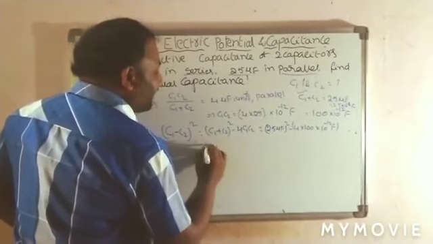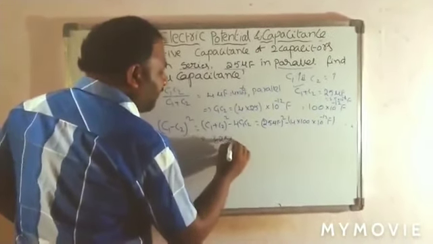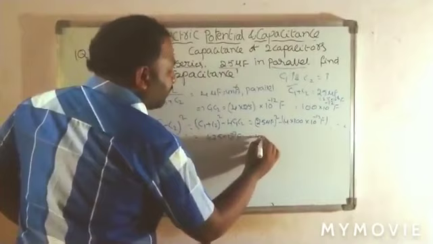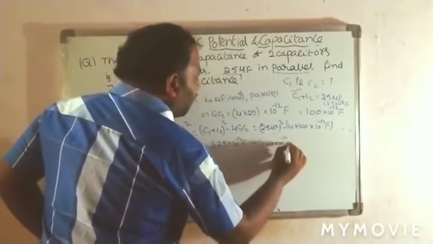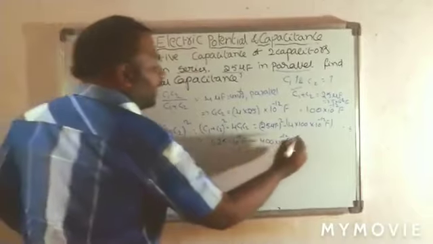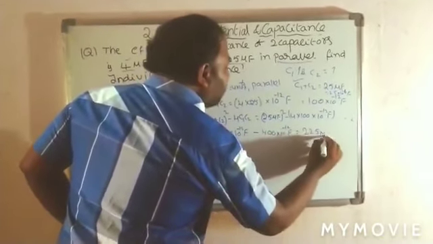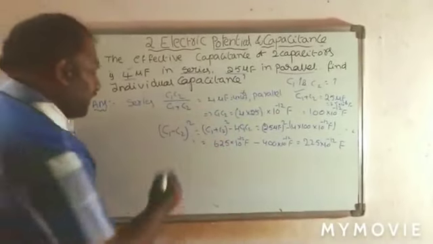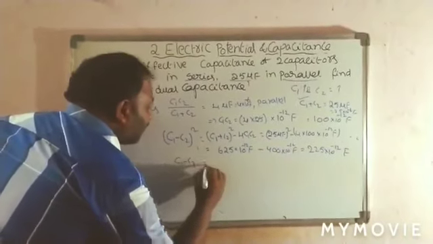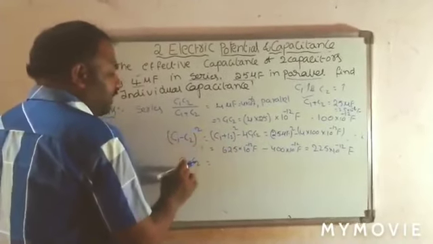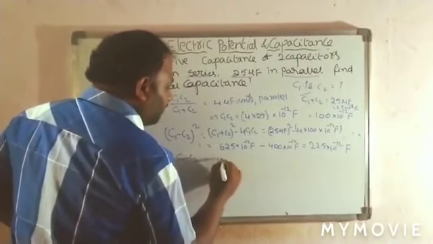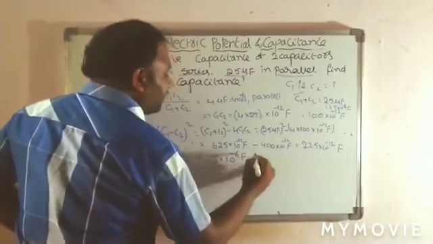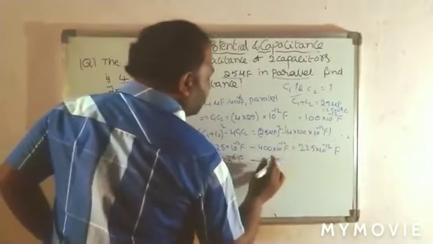25 microfarad whole square is 625 into micro square, which becomes 10 power minus 12 farad, minus 400 into 10 power minus 12 farad. Now 625 minus 400 is nothing but 225 into 10 power minus 12 farad. That is C1 minus C2 whole square. But here we require C1 minus C2 only. Take root on both sides. It is C1 minus C2. Root of 225 is nothing but 15, and root of 10 power minus 12 is 10 power minus 6 farad. We can consider it as equation 2.